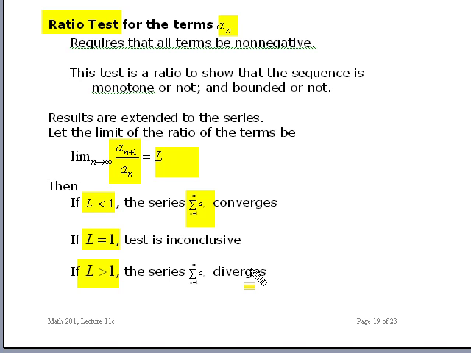That's your ratio test. Again, if the terms are negative, take the absolute value and apply this ratio test and test for absolute convergence. And if it converges absolutely, then you know it does converge.